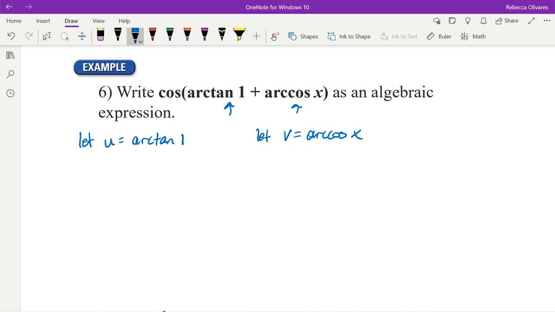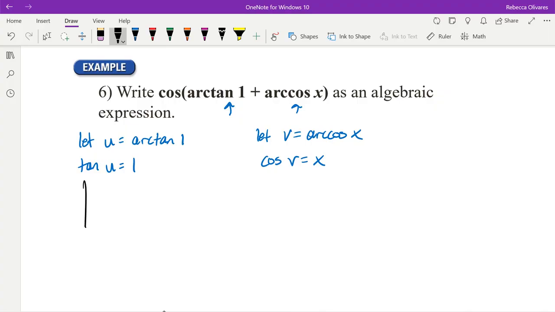So if I go back to the arctangent of 1, if I take a tangent of both sides, then I have the tangent of u is equal to 1. And then with the same thing for the v, I can take a cosine of both sides and say the cosine of v is equal to x. And this helps me to develop our triangles, like what I did a couple of examples ago.